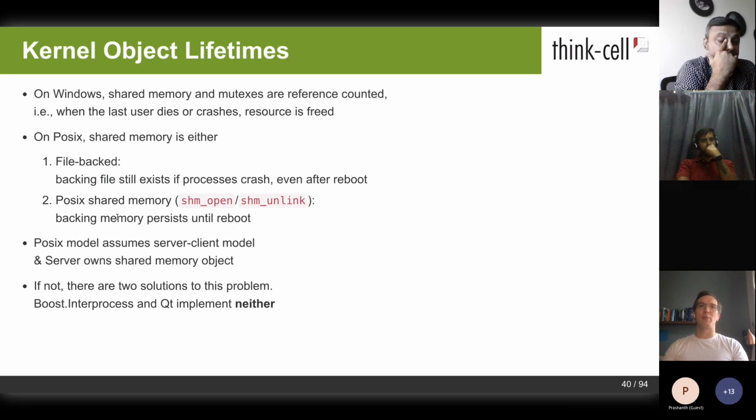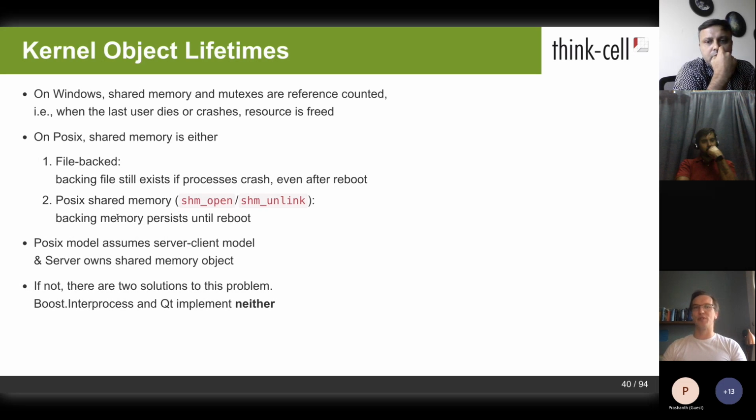On Windows, shared memory and mutexes and many other kernel objects are reference counted. That means when the last handle to them is closed, then the resource is freed automatically. On POSIX systems, shared memory can be either file backed, which means that the backing file will still exist if the processes crash. Even after a system reboot, those files might still exist. Or there's an actual POSIX shared memory implementation, which is very limited and not frequently used, but it also has the problem that the backing memory will persist at least until the system is rebooted.